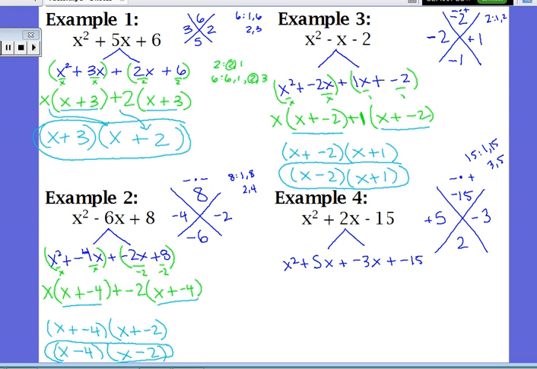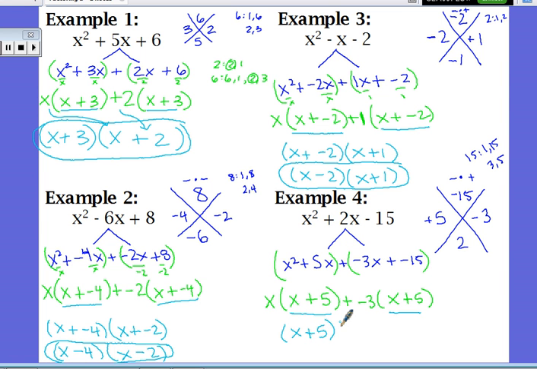Then we're going to group the first two terms and the last two terms to find GCFs. The first group has a GCF of x. I divide x squared by x and I get x. I divide 5x by x and I get 5. I bring down the plus sign, and then my next GCF is -3. I divide each term by -3 and I get x, and then I divide the second term by -3 and I get 5. Then I look for the common factor. I've got x plus 5 and x plus 5 as commonalities. I don't even know if that's a word, commonality.